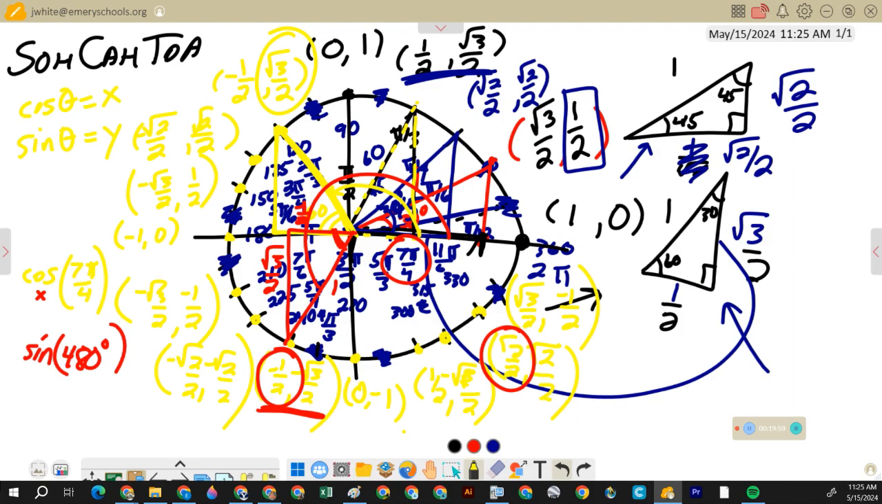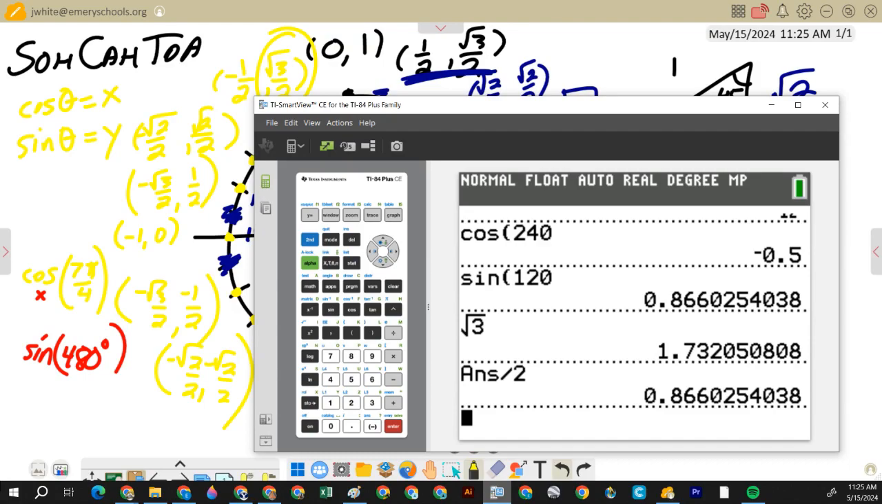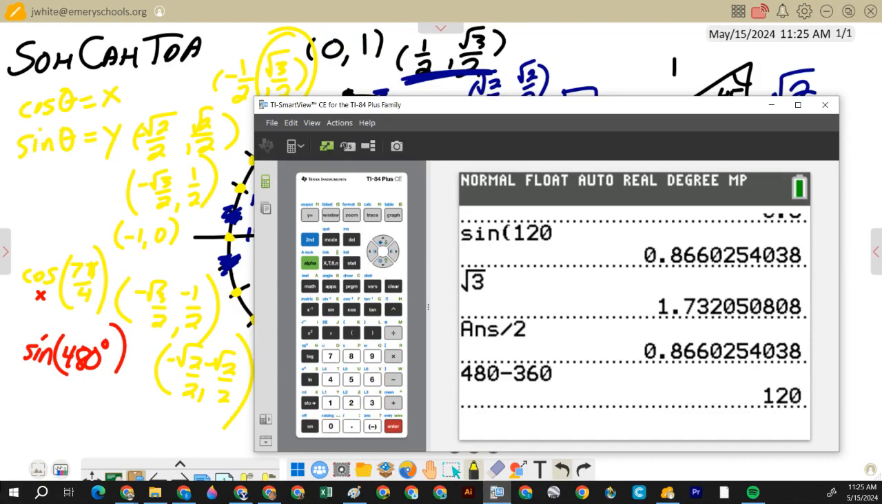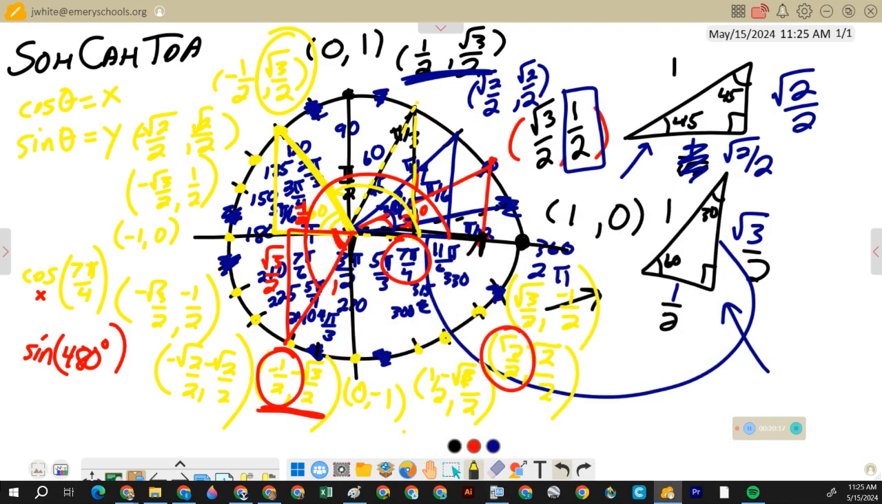Well, 480 is too big to fit on the circle. So what should we do with it? Subtract 360. So 480 minus 360 is 120. So we just go to 120 and look at the y value, and the answer is root 3 over 2.